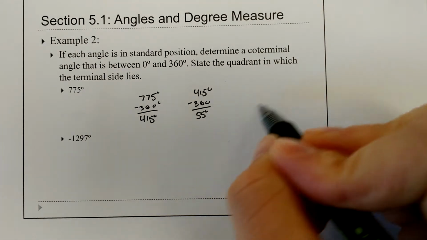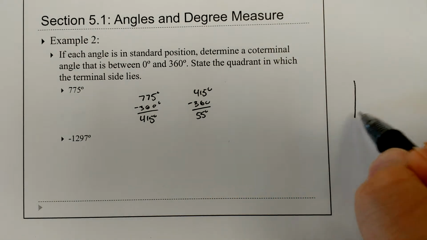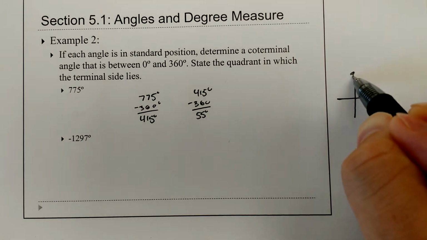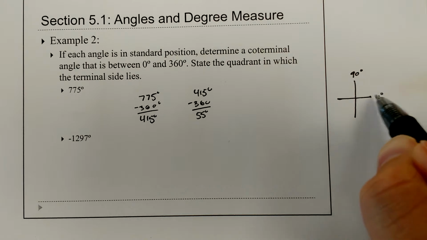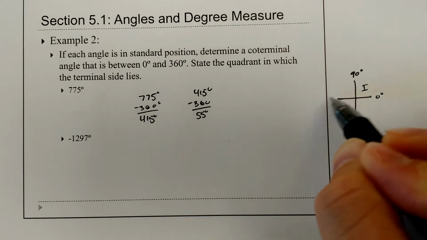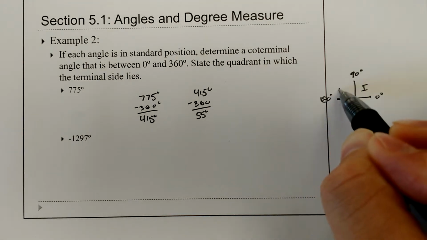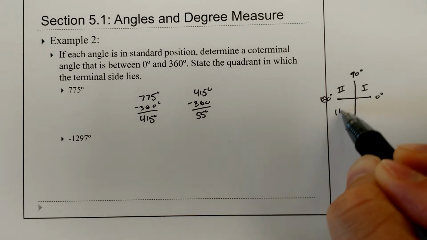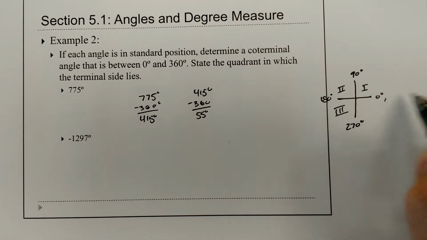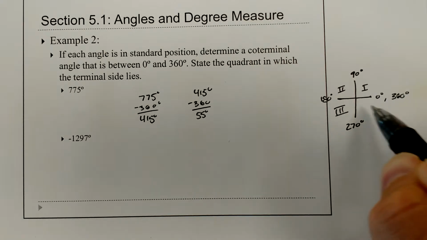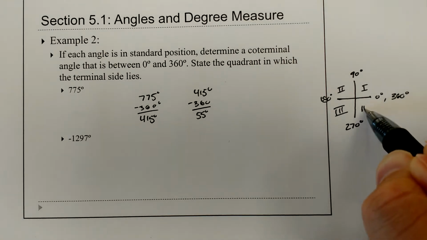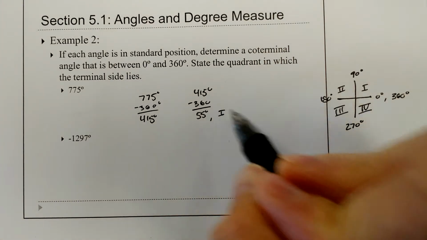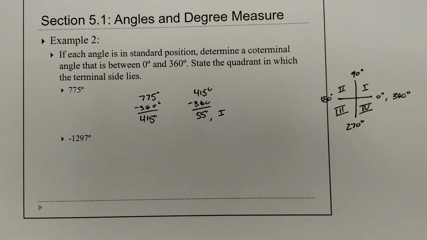State the quadrant. If you don't recall, here's your quadrants. They meet at right angles, so the first quadrant is from 0 degrees to 90. The second quadrant is from 90 to 180. Quadrant 3 is from 180 to 270. And then quadrant 4 is from 270 to 360, which happens to be the same location as 0 degrees. So a 55 degree angle is in quadrant 1, because it's between 0 and 90.